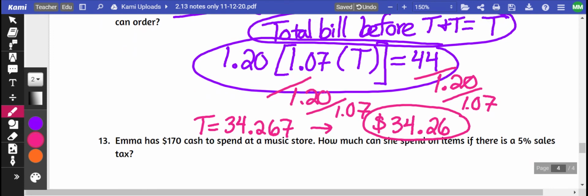Okay, the next one is a lot faster. This one, she's got 170 cash to spend at a music store, and how much can she spend on the items if there's 5% tax? So she just wants to know what will her total be before tax? How much does she have to spend before tax? So let's call this the cost before tax.